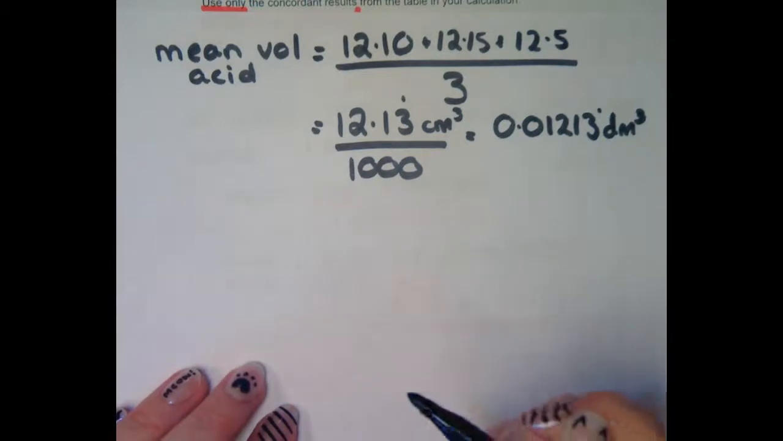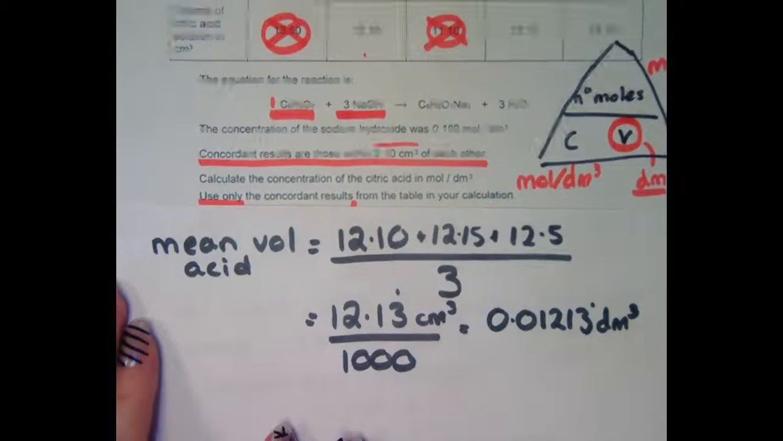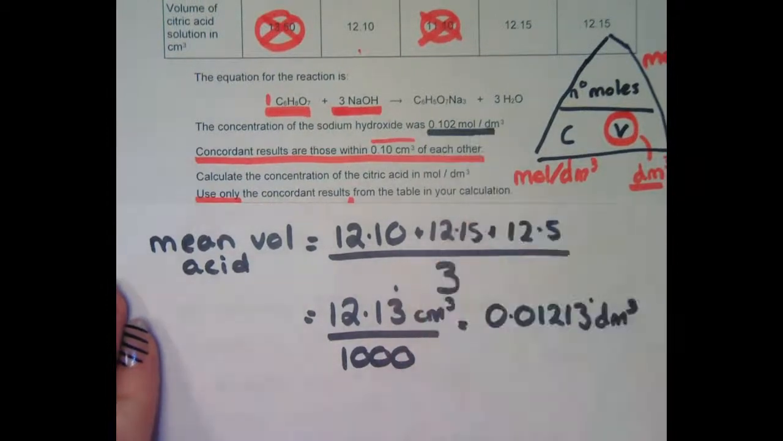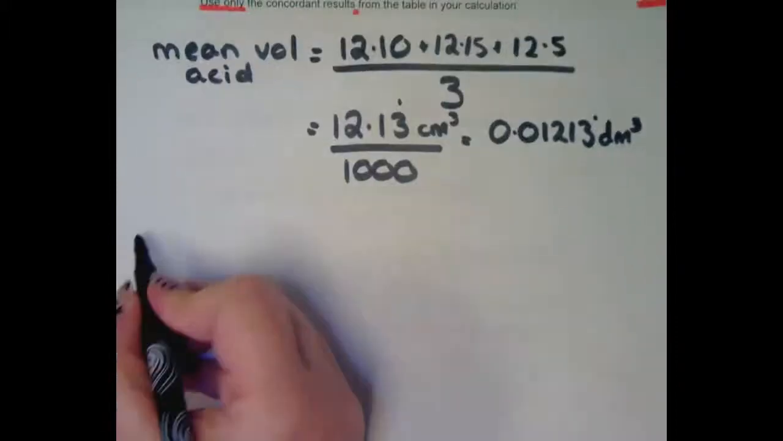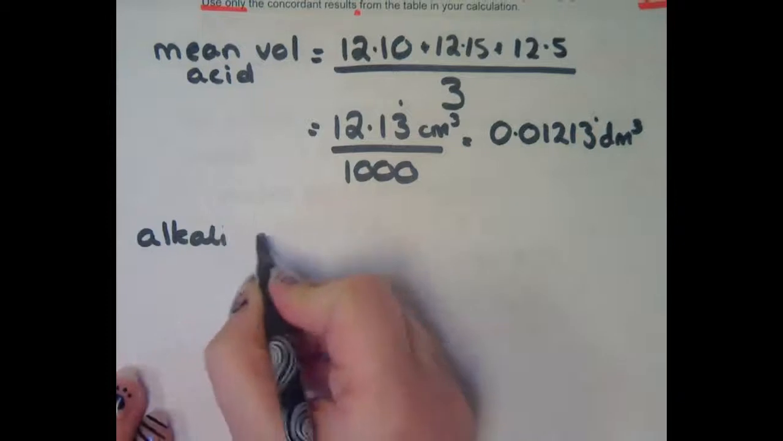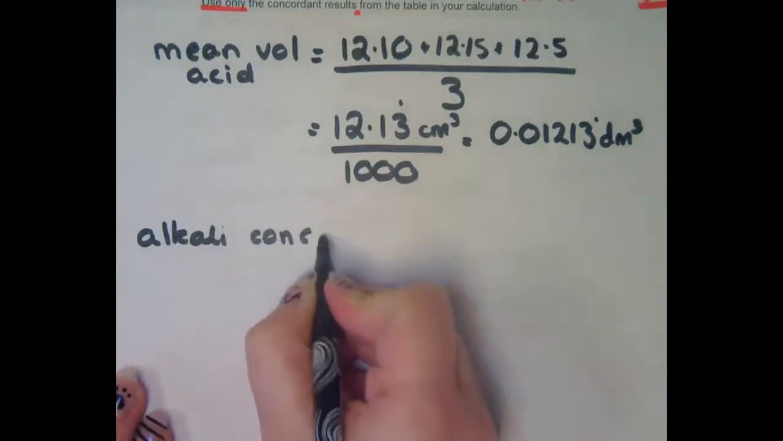Let's have a look what other numbers I have from the question. Now in the question, it did state the concentration of my alkali was 0.102 moles per decimetre cubed. So what I'm going to do is just make a note of that fact. So my alkali concentration.